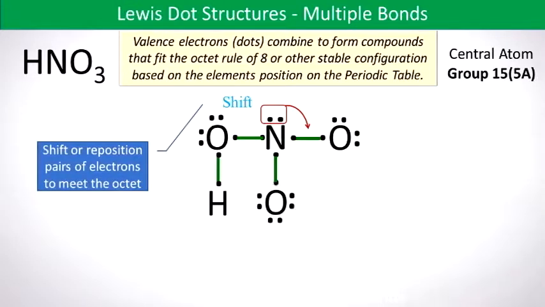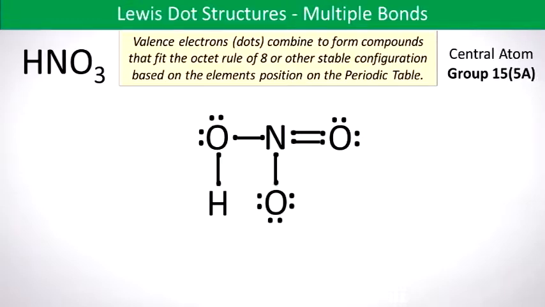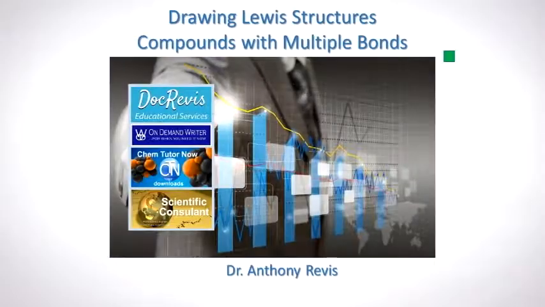But we have the oxygen with 6 electrons, and when we see that, we use our shift rule, and we shift the electrons from the nitrogen in the direction of the oxygen that is low on electrons. And when we do that, that allows us to now have its 8 electrons to fulfill the octet rule. We clean that up, and we have the structure of nitric acid with nitrogen as a central atom located in group 15 or group 5A. So there you have it, a method of drawing Lewis structures for multiple bonded compounds.